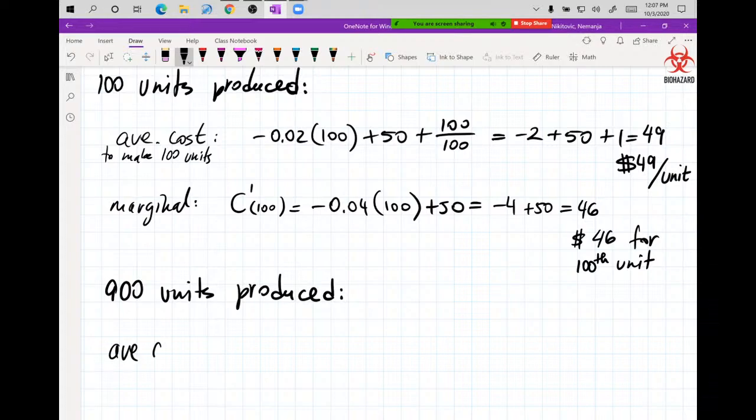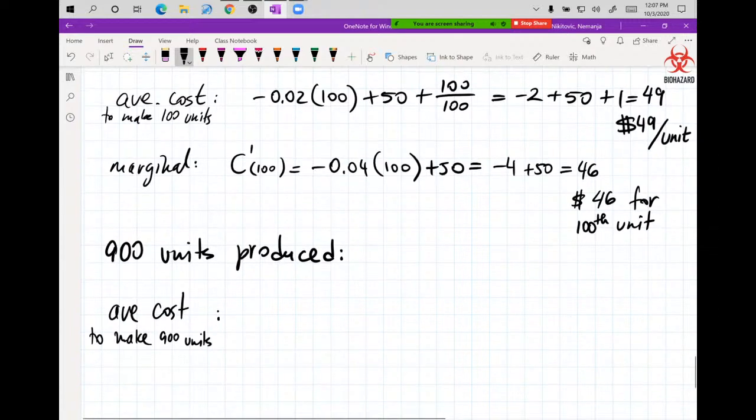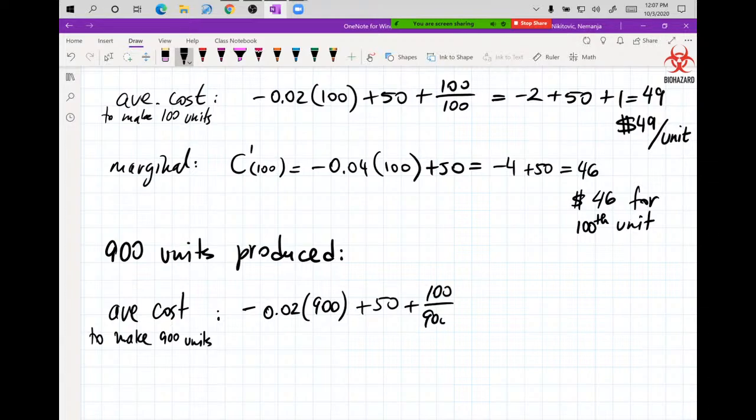Again, average cost to make 900 markers. I'll just say units. I don't care if you're making shoes or cupcakes or markers or cars. The calculation is the same. You just have different numbers, but it's the same. And you might as well talk about cupcakes. There's no difference. So negative 0.02 times 900 units produced plus 50 plus 100 over 900.